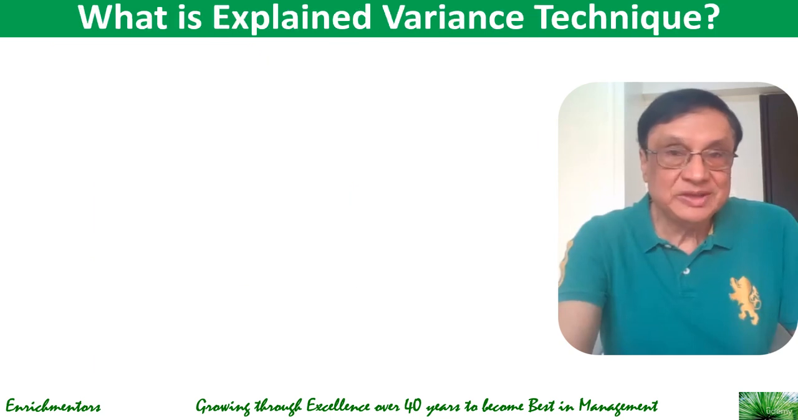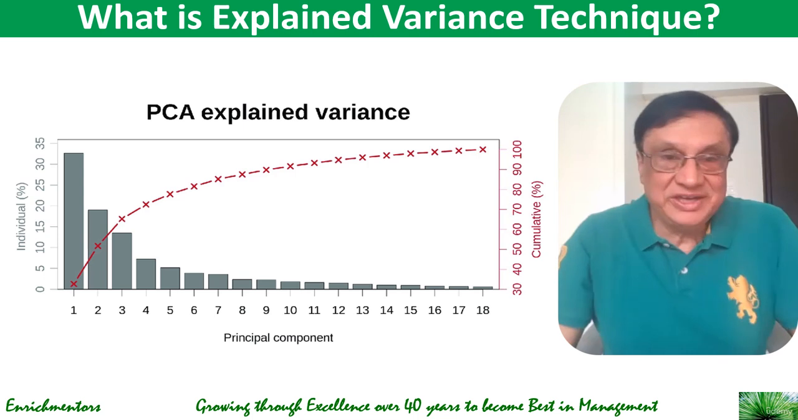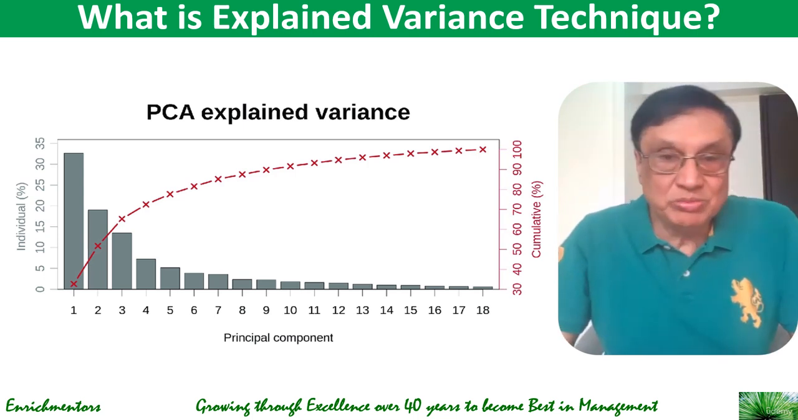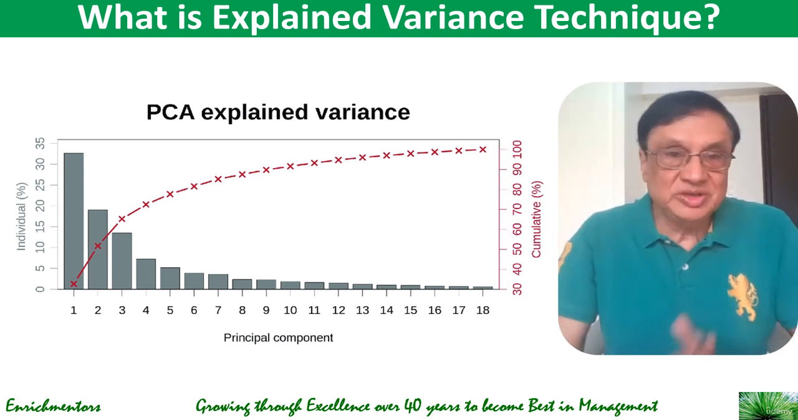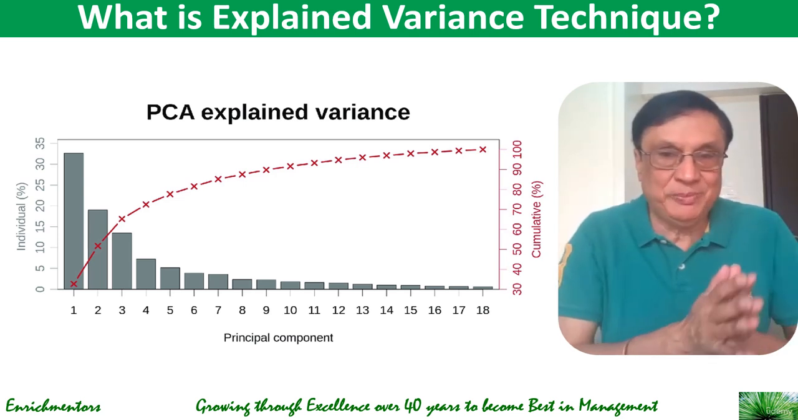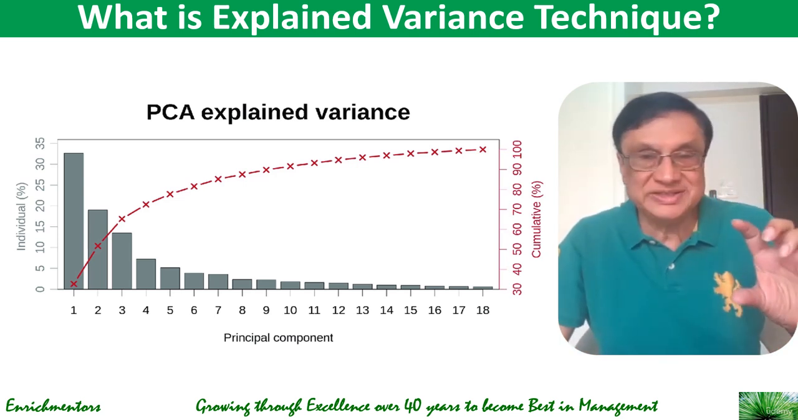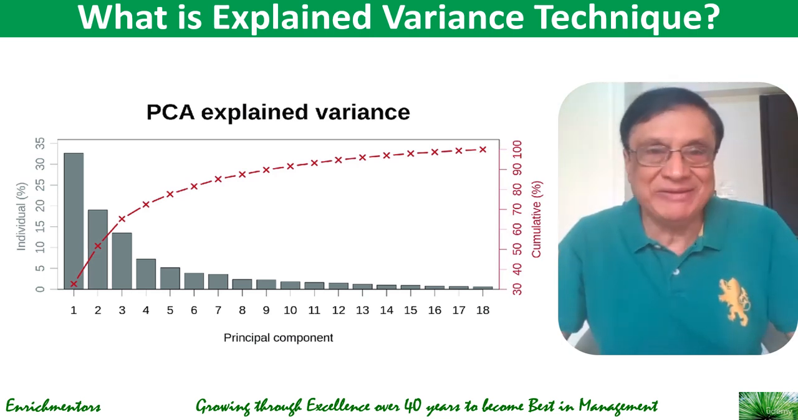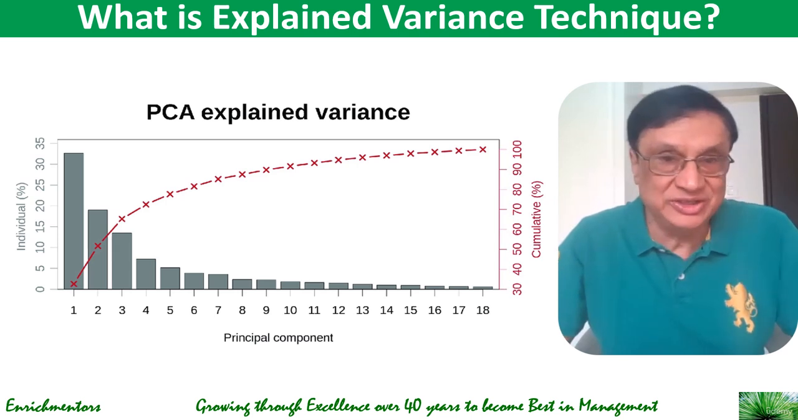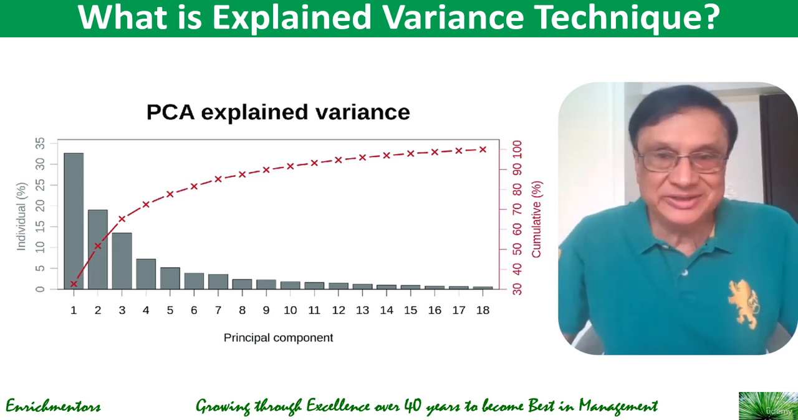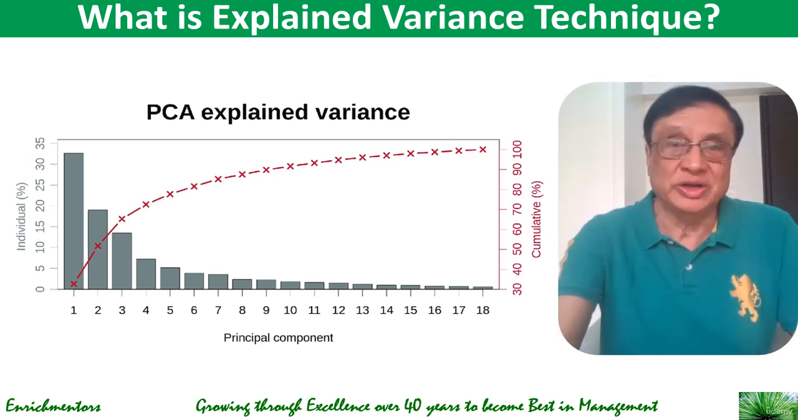Let's quickly capture. So what is the explained variance technique? In PCA explained variance, you look at the various components, you run the program for different numbers of components, and each number of components gives you a certain explanation level of the data, individually for each component and cumulatively. You can map this and select the right number based on the percentage of explanation that you want.